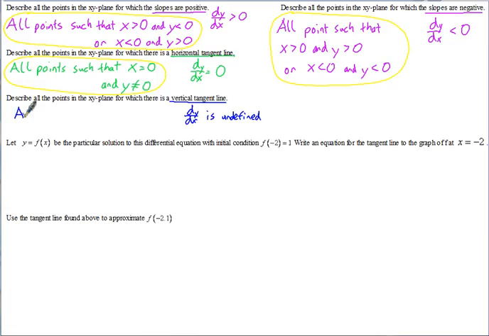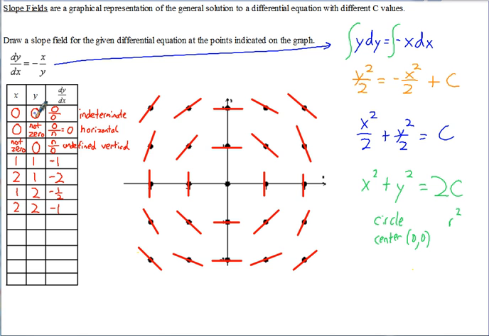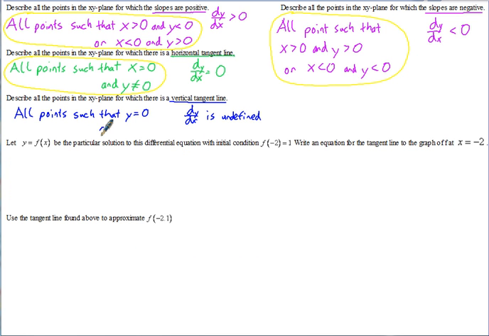So you could say all points such that y equals 0. But this time, you want to make sure the numerator is not 0. Because again, if you get 0 over 0, that's indeterminate. All points such that y equals 0 and the numerator, which is x, does not equal 0.